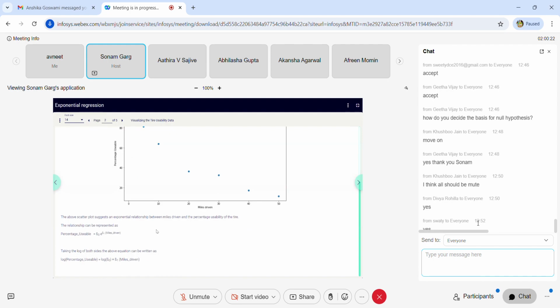So the relation between the percentage usability and the miles driven can be written like this. We can take a log of both sides to transform this equation to a normal y equals mx plus c equation. So take a log of both sides and we get log beta 0 plus b1 times miles driven.